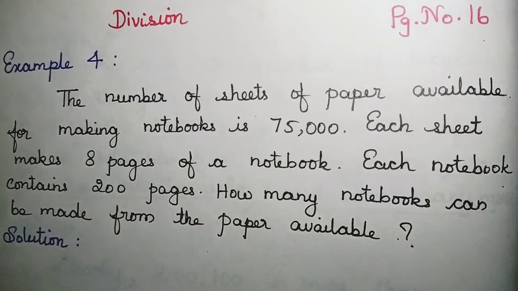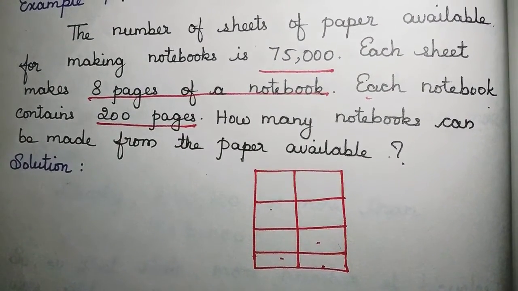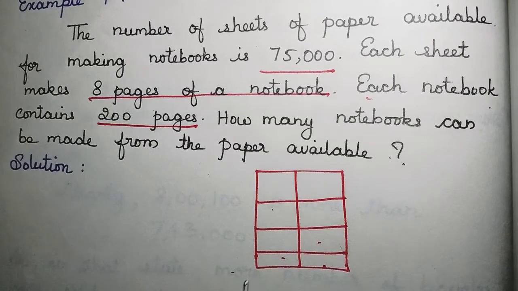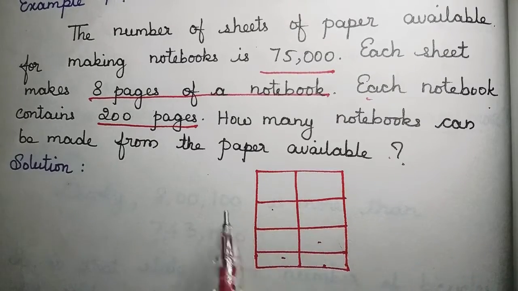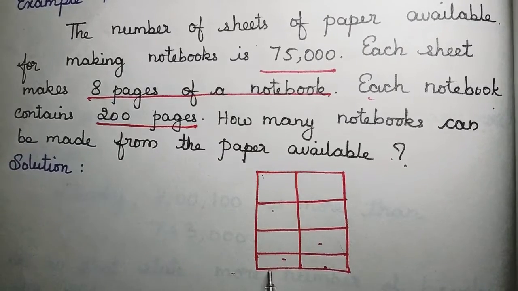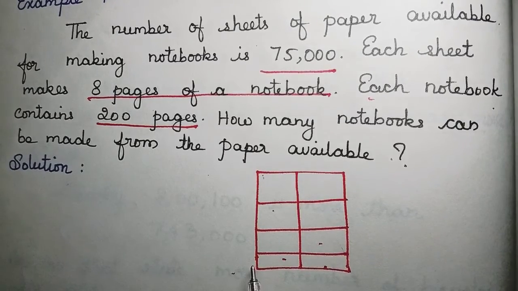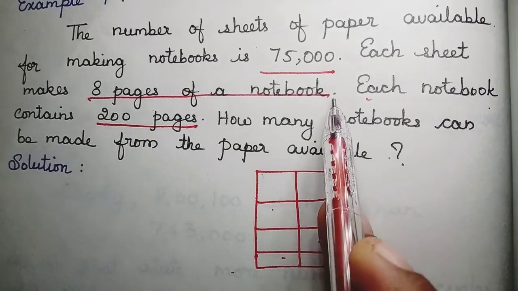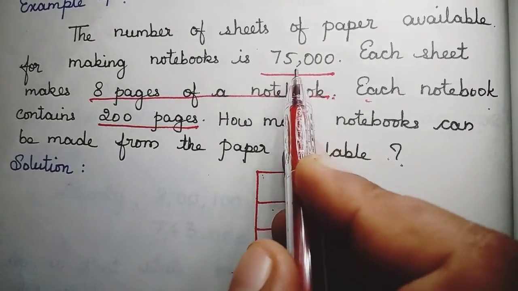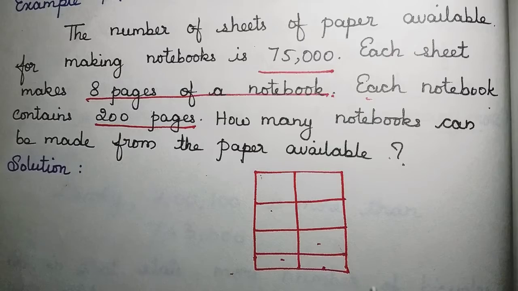Let's understand the question clearly. They have a big sheet of paper, like this, and a single sheet of paper can be used as 8 pages in a notebook. When you tear the paper, you can use it as a single page in your notebook. So 8 pages of a notebook can be made from a single sheet of paper. Let's find out how many total pages can be made from this paper. 75,000 sheets are there. From that, we will find the total number of pages first.